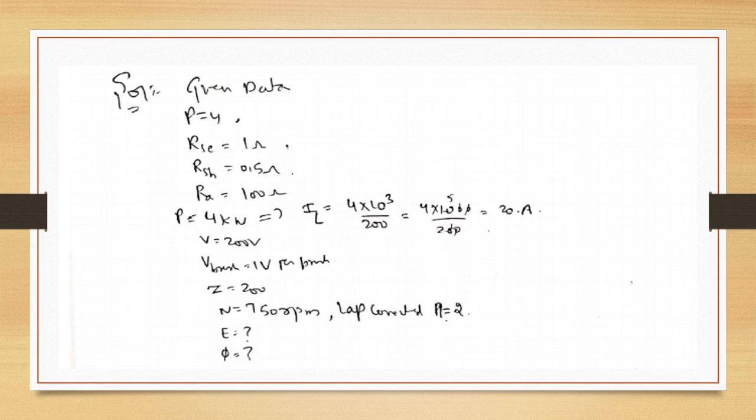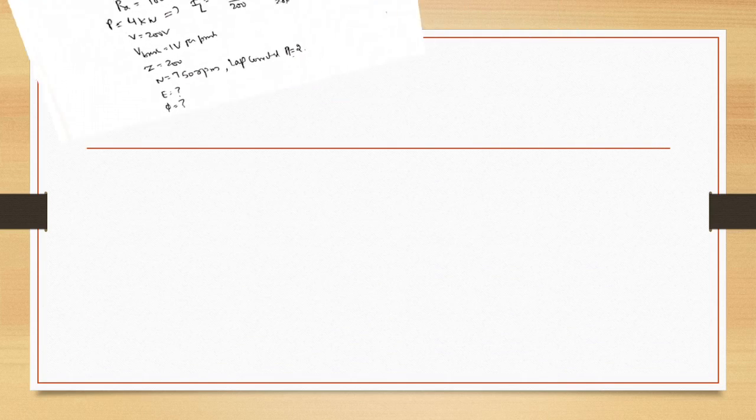SOL is the solution here. So, solution of the given numerical. First we are writing the given data. Given data is number of poles P is equal to 4. Series resistance RSC is given as 1 ohm. Shunt field resistance RSH is given as 0.5 ohms. Armature resistance RA is given as 100 ohms. And P is given as 4 kilowatt.